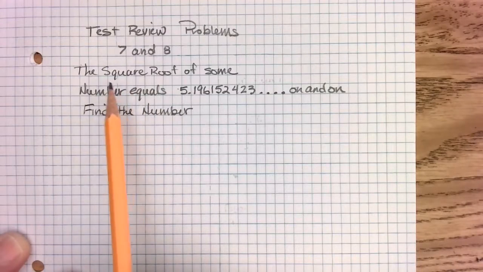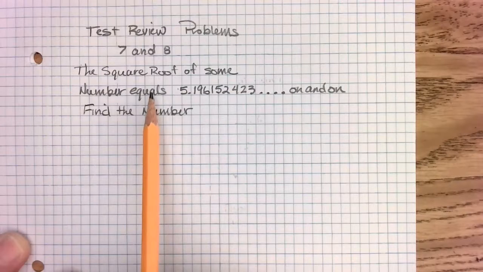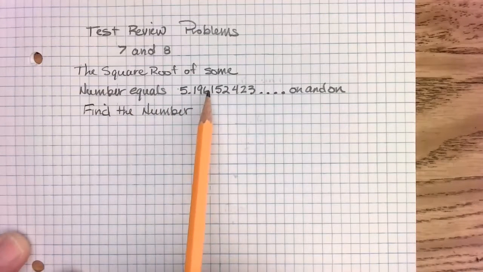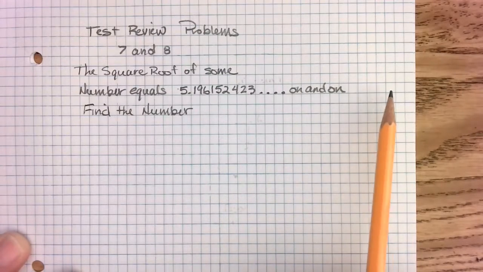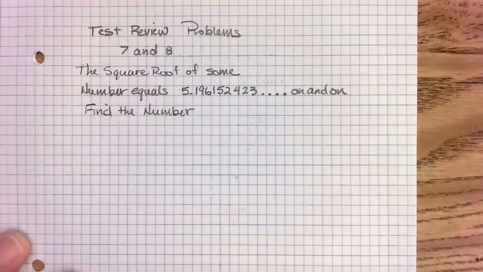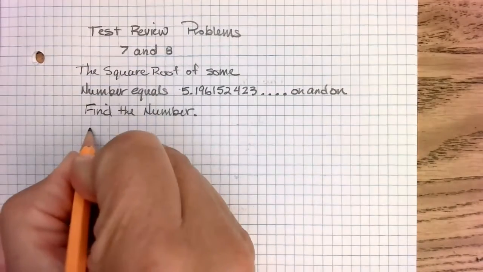What I'm after: the square root of some number equals 5.196152423, and it keeps appearing in no particular pattern. It goes on and on, clear off the screen and clear around the world. Those numbers just keep going. So it wants us to find what number this is that we're trying to find.